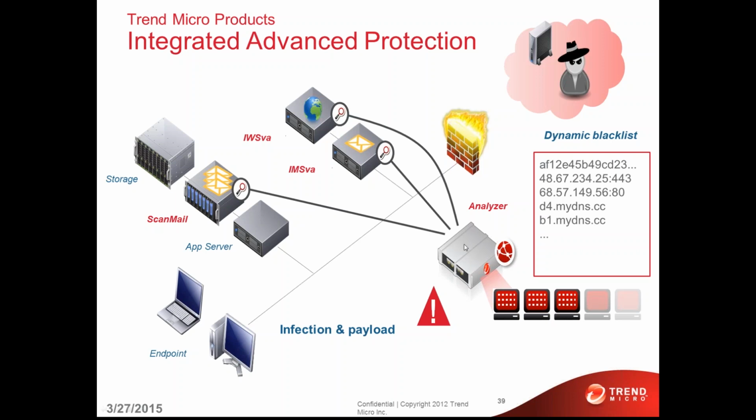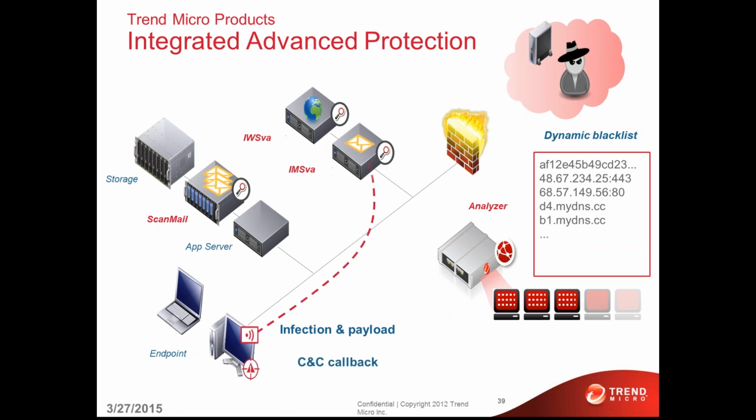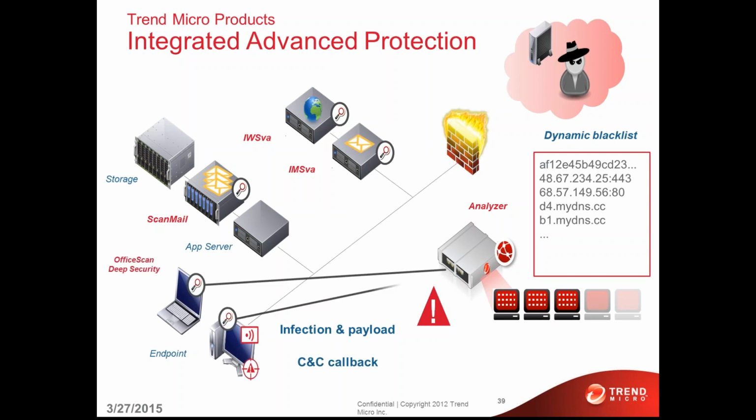Off the back of that as well, because of the information we've managed to get from the sandbox, we will then propagate out blacklists to the gateways as well. So this can do the inline blocking that I talked about using that analyzer. And as I say, the analyzer can also be used for Deep Discovery Inspectors where you want to virtualize them or don't have enough sandboxes on the inspectors themselves. So that just shows blocking.